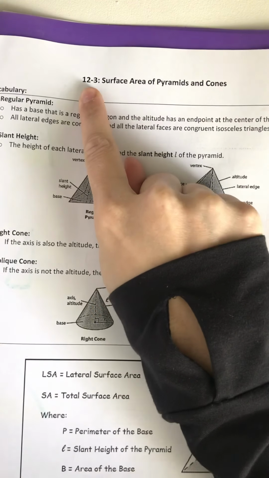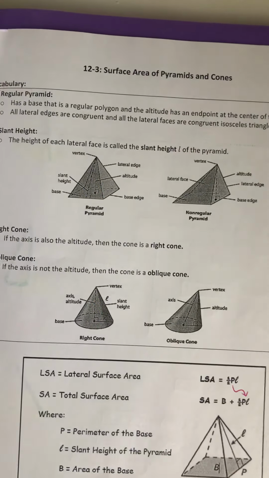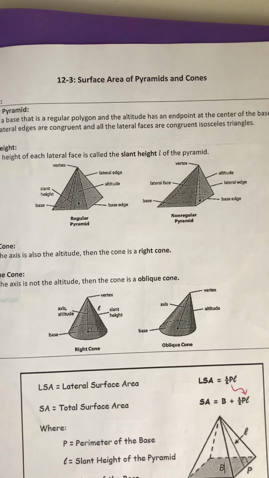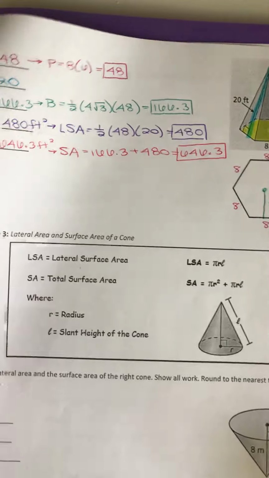Okay, so we're going to finish the 12-3 notes. We're going to find the surface area of cones now. So it's very similar to pyramids. Again, they both have one base. The difference is with cones, the base is going to be round, similar to a prism and a cylinder.